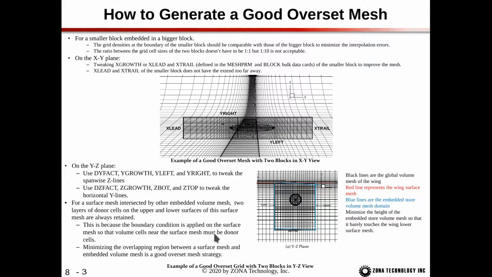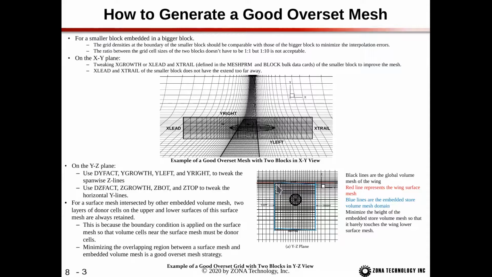This is because the boundary condition is applied on the surface mesh, so the volume cells near the surface mesh must be donor cells. And we want to minimize the overlapping region between the surface mesh and the embedded volume mesh, which is a good overset mesh strategy. In this figure, the black lines are the global volume mesh on the wing. The red lines represent the wing surface mesh, which is here. And the blue lines are the embedded store volume mesh domain here. So minimizing the height of the embedded store volume mesh so that it barely touches the wing lower surface mesh is the goal here. If this embedded mesh just touches the wing, that's what you want.